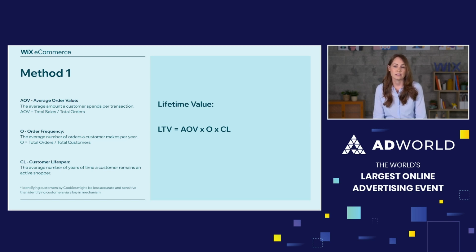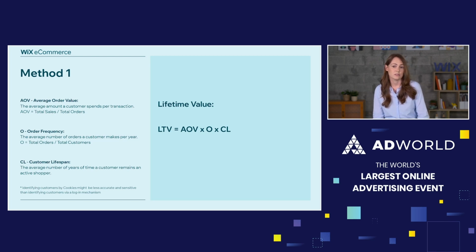Average order value is the average amount customers spend per transaction. Order frequency is the average number of orders customers make per year, and customer lifespan is the average number of years a customer remains an active shopper. I do want to point out a little small note here, and that is identifying customers by cookies might be less accurate and sensitive than identifying customers via a login mechanism. So take that into account when you're calculating your lifetime value.